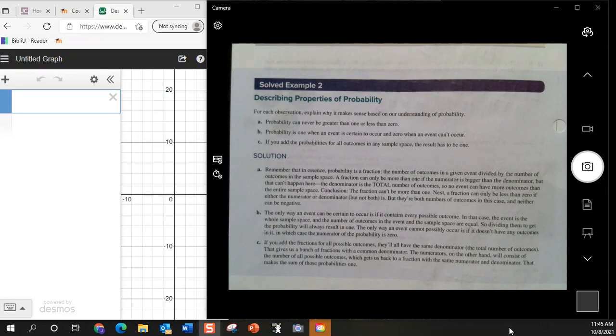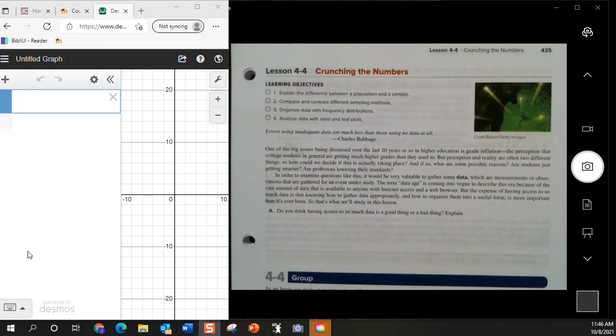So we are done with 4.1, and now we're going to go over to 4.4. Okay, class, lesson 4.4 starts on page 425, and it's called Crunching the Numbers. Our learning objectives are to explain the difference between a population and a sample, to compare and contrast different sampling methods, to organize data with frequency distributions, and analyze data with stem and leaf plots. So we have quite a bit to do with this lesson.